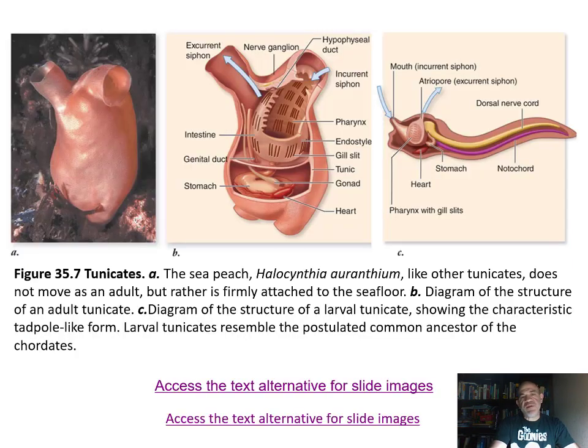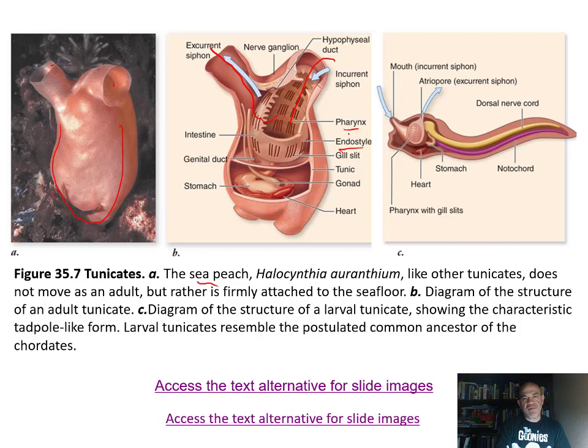Here's a picture of one that goes by the common name sea peach, and then there's the scientific name, Halocynthia aurantium is probably the way it's pronounced. But you can see the 2 siphons there, and the body itself looks nothing like us. This is what it looks like internally. Water would be taken in through here, and then the back of the throat of some of these animals would be called the pharynx. This endostyle is sort of like a basket-like structure where the food is captured. So this is like their gills. The water comes through here, and then that water passes out the excurrent siphon.